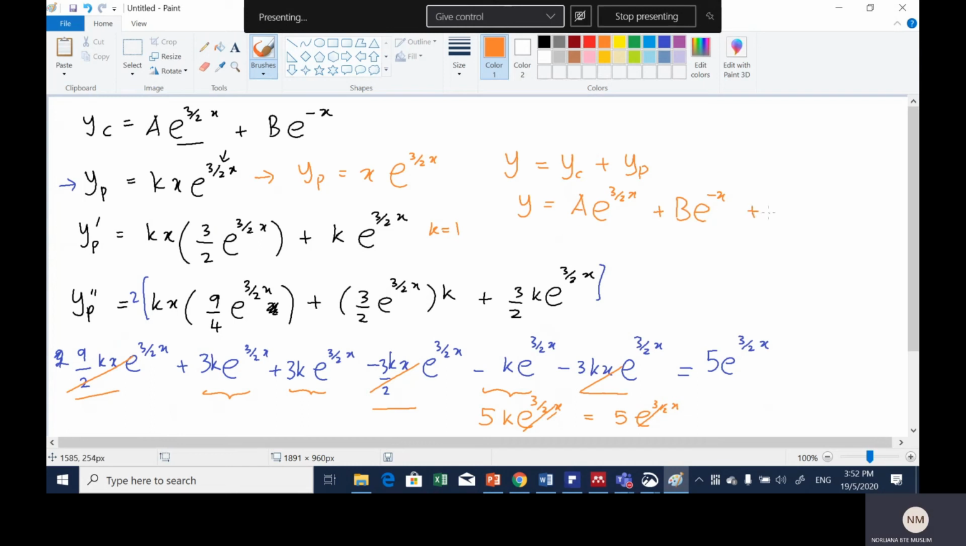Then plus yp, x e^x, 3 over 2x. So this is the general solution.